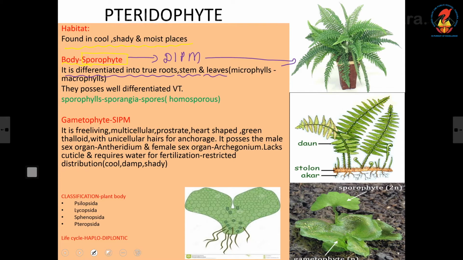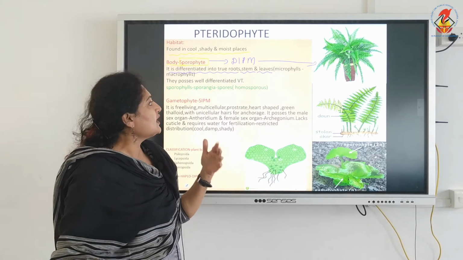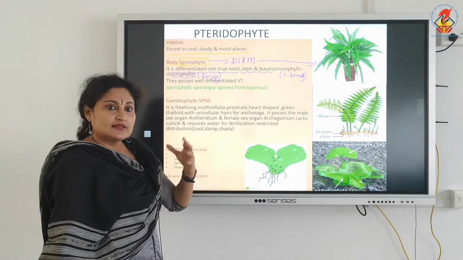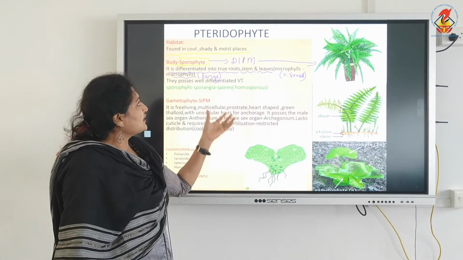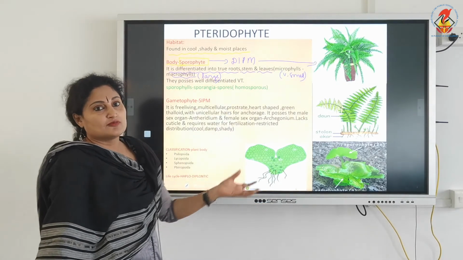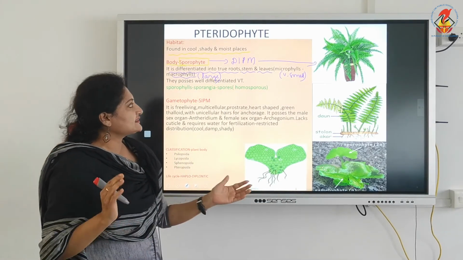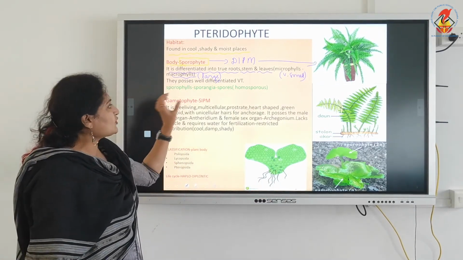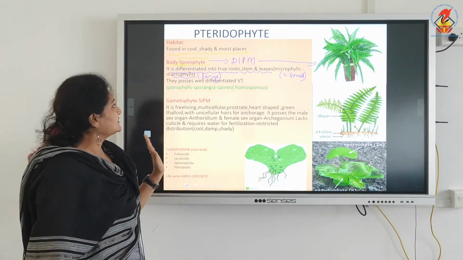Now the name of these leaves: they are not called leaves, they are called microphylls if they are very small, or if they are large they are called macrophylls. It does not mean both microphylls and macrophylls are found in the same plant. There are ferns or pteridophytes which have very minute leaves, to plants that have very large leaves. So the range is there. They may have microphylls or macrophylls.